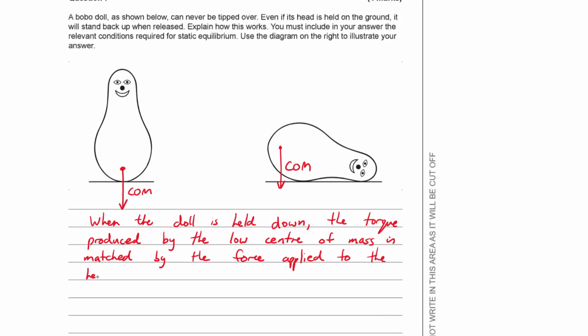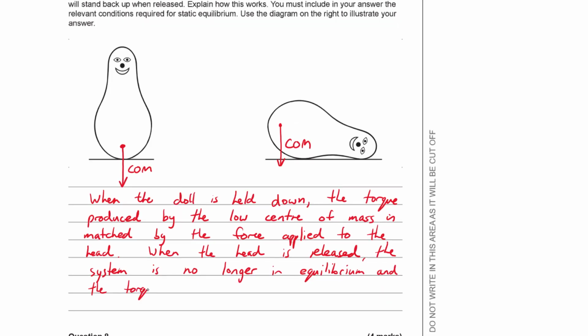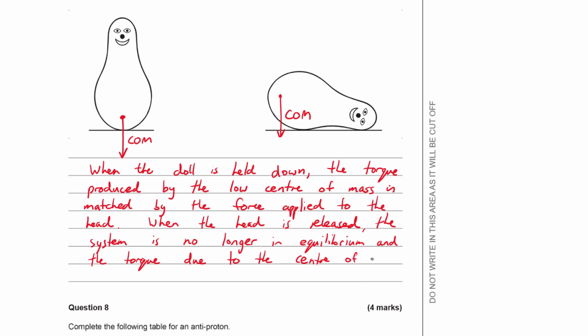And then when the head is released, the system's no longer going to be in equilibrium, and the torque due to the center of mass will rotate the doll upright. And if you've ever seen those dolls, it'll correct itself and then probably overcorrect and then sort of wobble a bit before it stabilizes to the point at which you get the doll on the left hand side where the center of mass acts straight through the base.